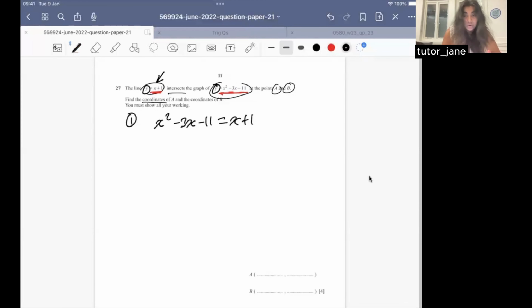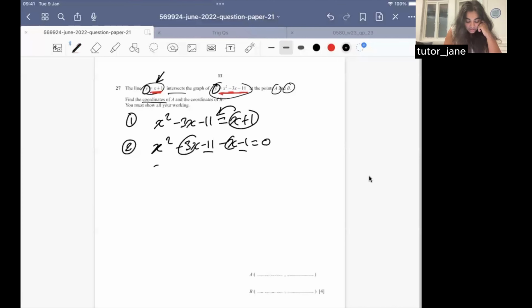So step 1 was making these two graphs equate each other. Step 2 is solving this equation for x. So let's move all of this to the left-hand side. So we get x squared minus 3x minus 11 minus x minus 1 equals 0. Collecting the like terms, we get x squared minus 4x minus 12 equals 0. Now we have a quadratic equation. Now we need to solve for x.